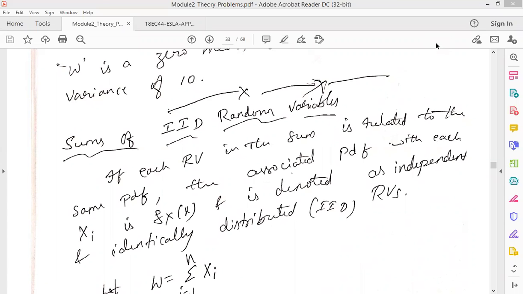So in the last class, we were discussing the sum of independent random variables. Next we'll take up the sum of independent and identically distributed random variables, which is represented as the sum of IID random variables. IID stands for independent and identically distributed random variables. Here it is different from the sum of two independent random variables.